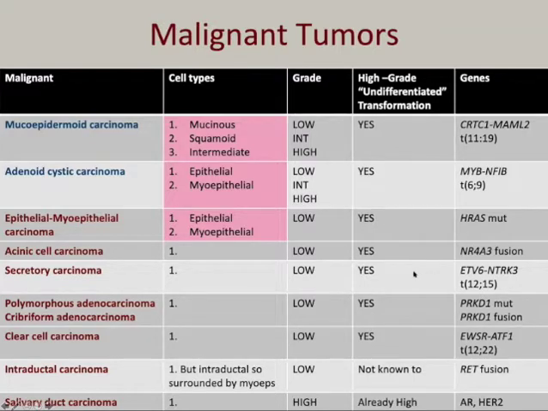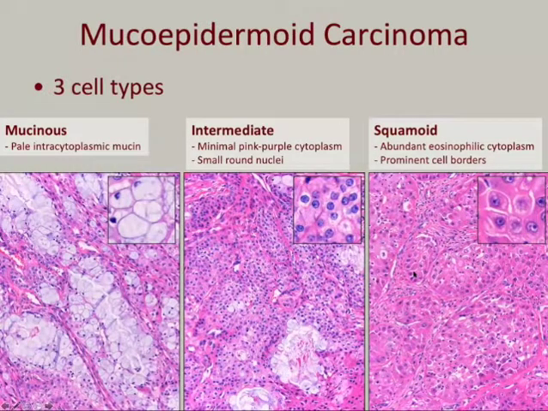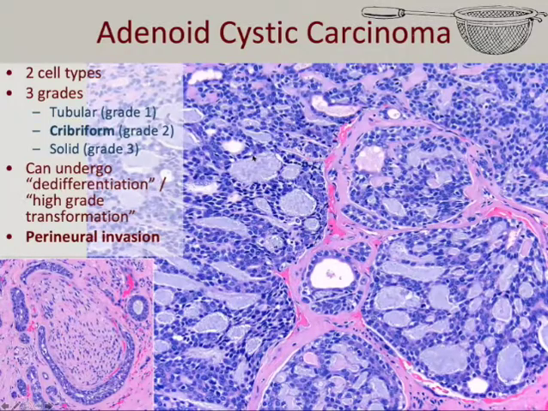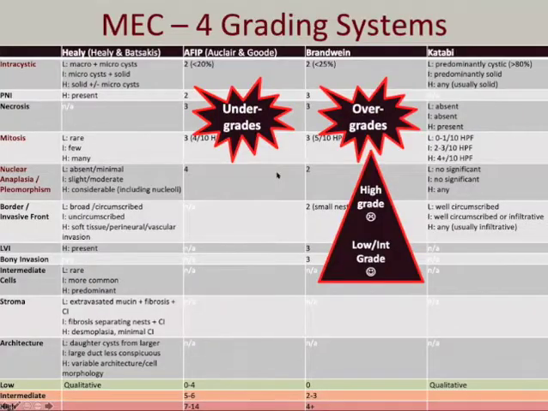Again, genes are listed here. So mucoepidermoid carcinoma has 3 cell types, 3 minutes, and 3 grades. Mucinous, intermediate, and squamoid cells can be solid, can be cystic. I advocate for the Brandwein grading system, even though it sometimes overgrades tumors. If it's Brandwein truly high grade, these are the ones I worry about for having high grade behavior. If it's Brandwein lower intermediate grade, those tend to have low grade clinical behavior. And I mention that mostly because sometimes clinicians don't know what to do with intermediate grade mucoepidermoids, mostly treat them as low.